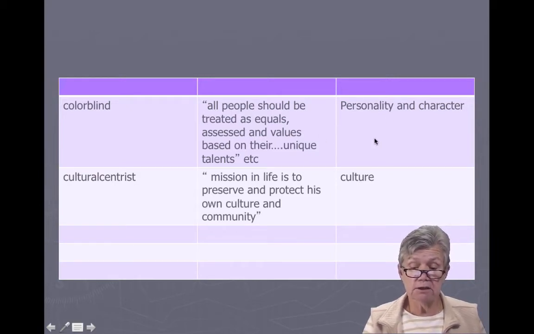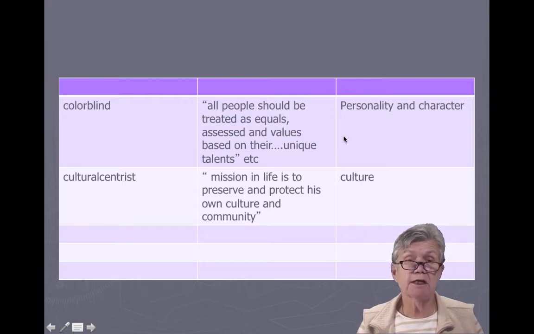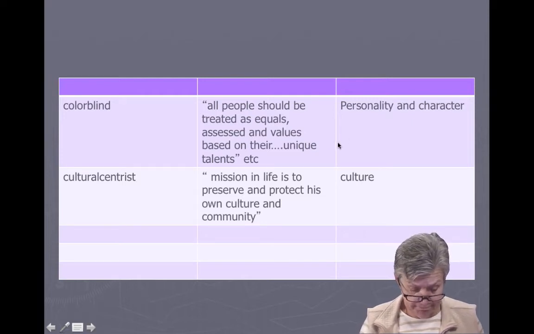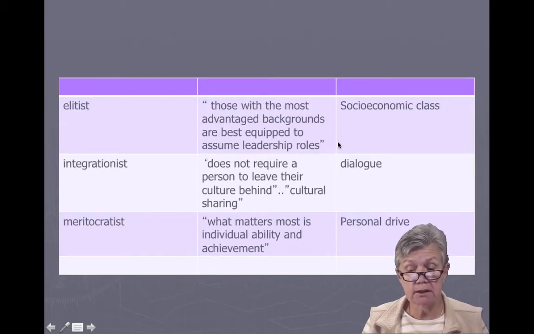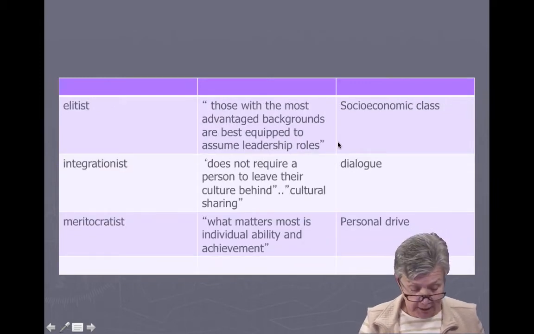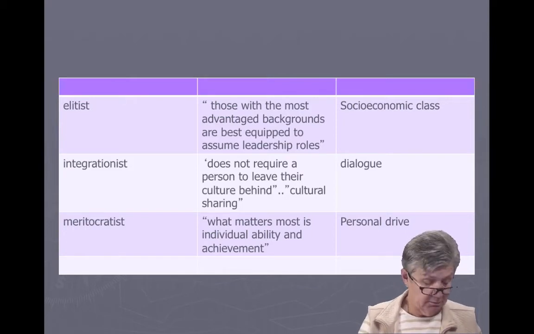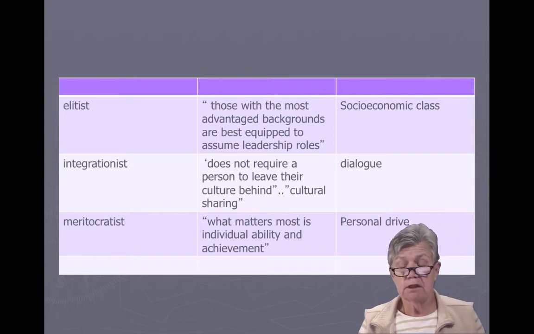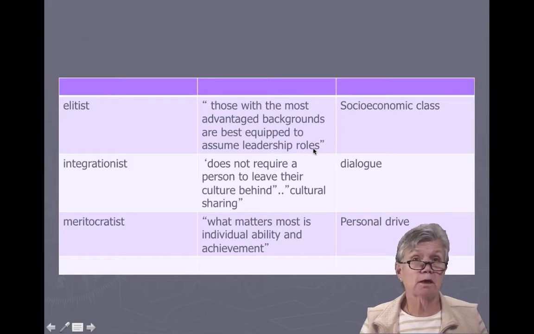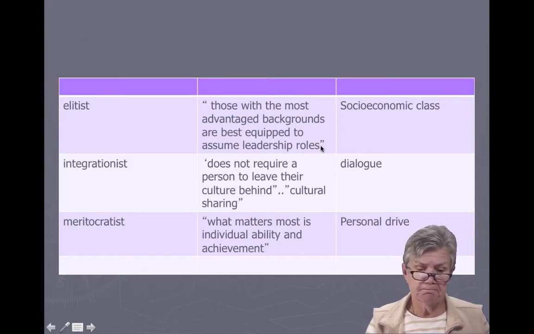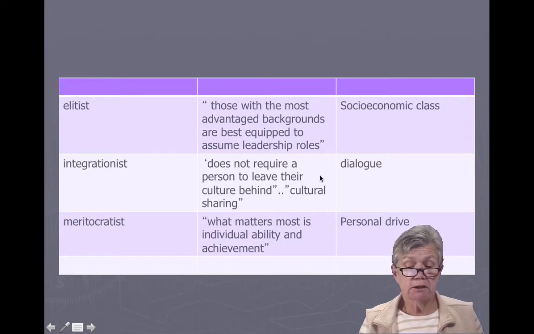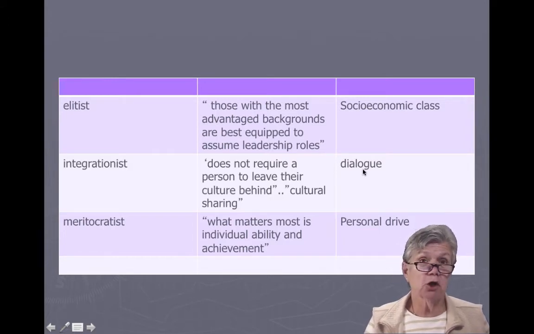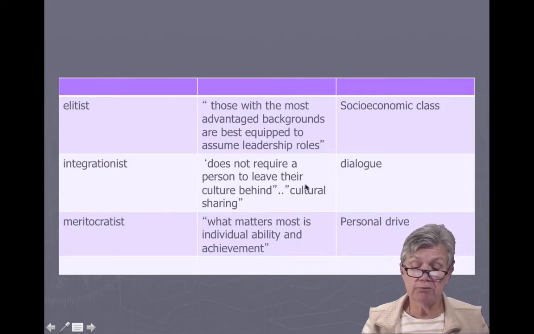The culture centrist says that their mission in life is to preserve and protect their own culture, their own community. The elitist takes a look at socioeconomic class as the top layer and says that those who are most advantaged in terms of money are best equipped to assume leadership roles. The integrationist wants to talk about it. The integrationist does not require a person to leave their culture behind. They want to share, they want to talk, they want to explain differences.